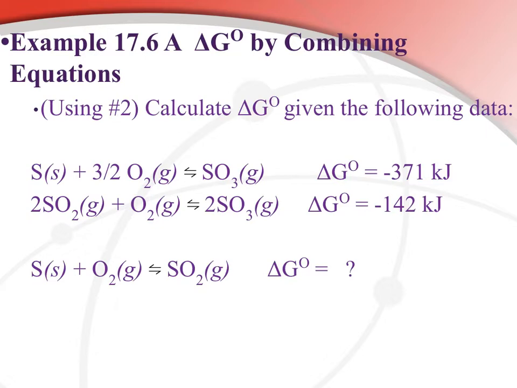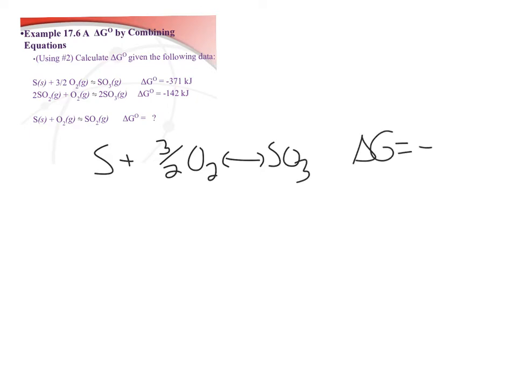So the first thing we see is that we've got sulfur in our target, and we've got sulfur here, 1 mole as a reactant. So that first equation is actually really good. So let's rewrite that first equation. So sulfur plus 3/2 oxygen makes SO3, and delta G is negative 371 kilojoules. So that's good.